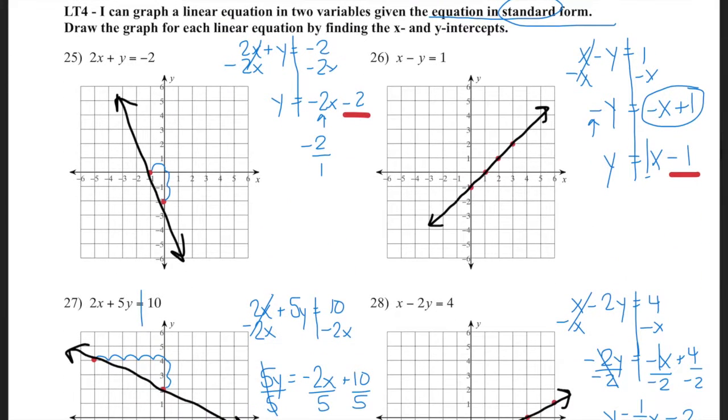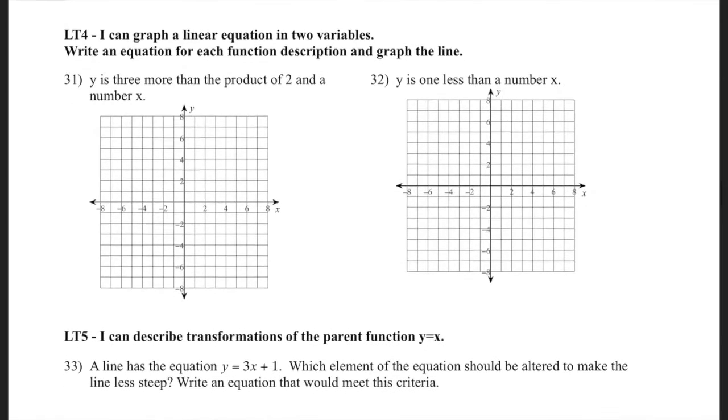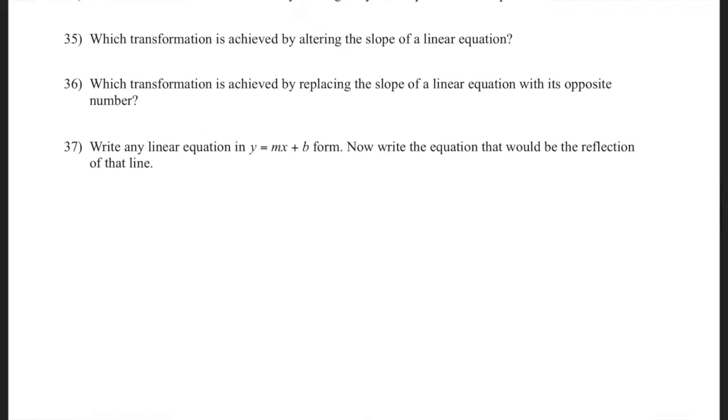Be very, very careful of standard form. I do remember seeing a couple of you guys not changing to slope-intercept form before you attempted to graph or identify slope. You have to have it in slope-intercept form. So let's go to target 4. This is the last page, I think.